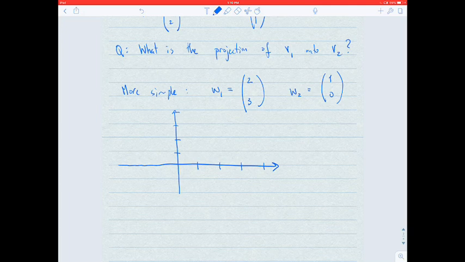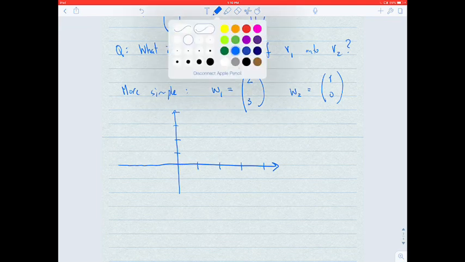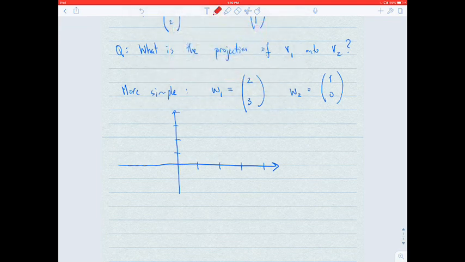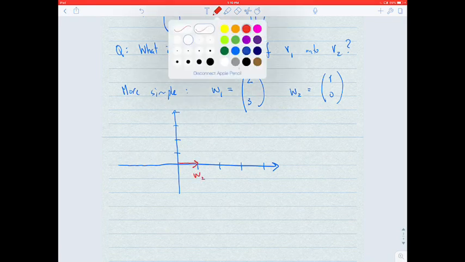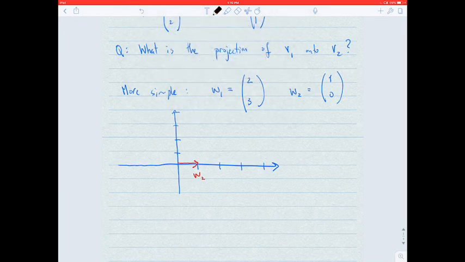Maybe I'll choose a different color since I can do that. So this is W2, and this vector is W1. So what's the projection?